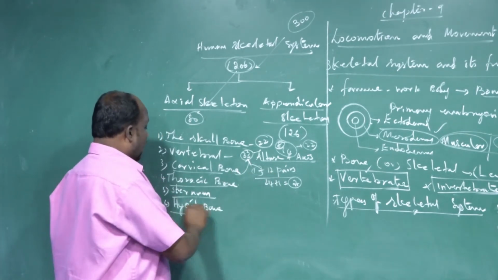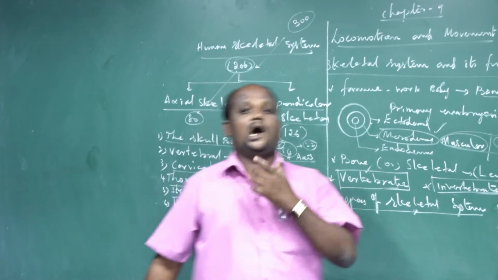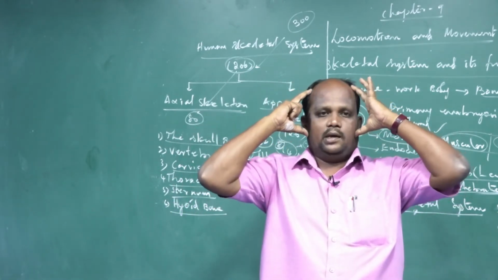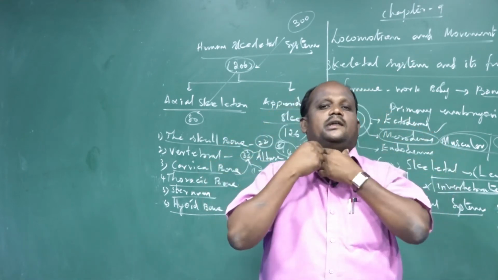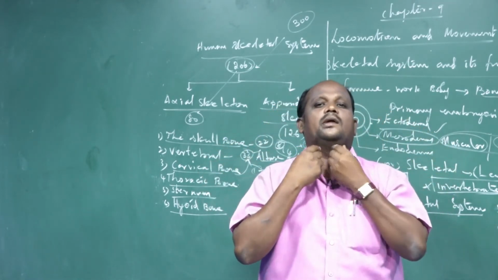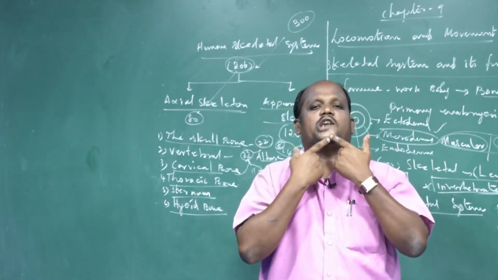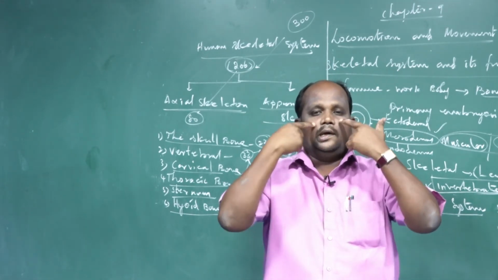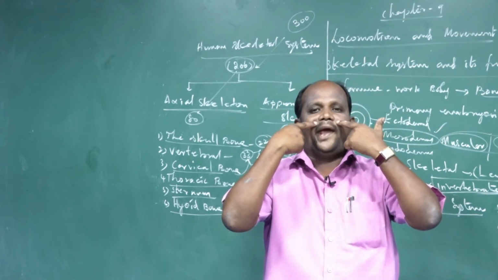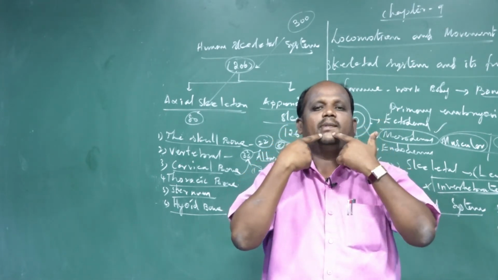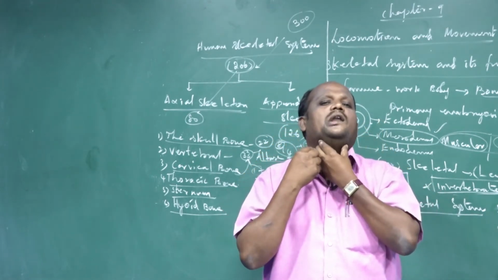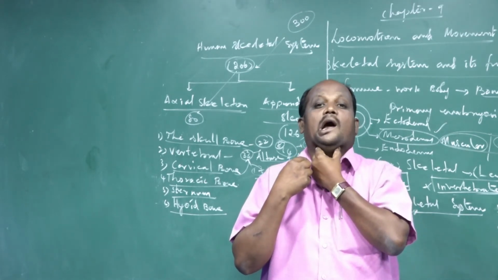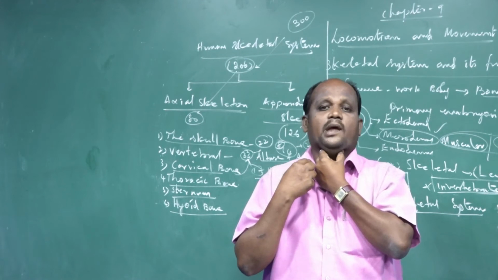Next one, hyoid bone. What is the hyoid bone? See, that is our skull or head structure, and that is the cervical part, or neck region. In between, at the lower jaw, the mouth parts, we have the maxilla and the mandible. Below the mandible, a small U shape is there. That U-shaped bone is the hyoid bone. What is the name? Hyoid bone.